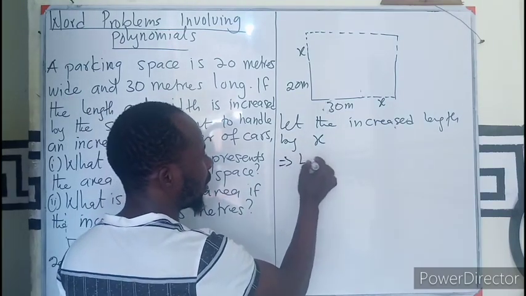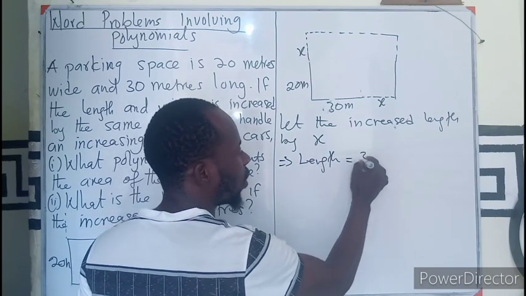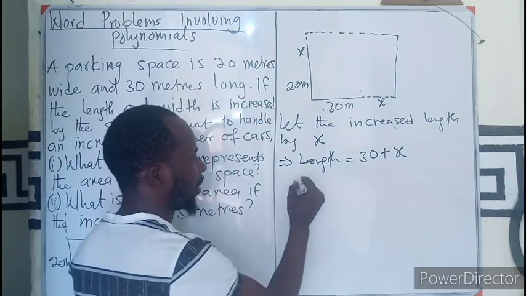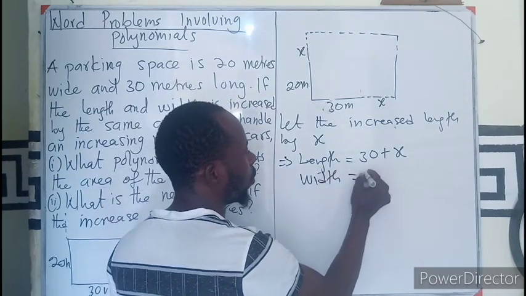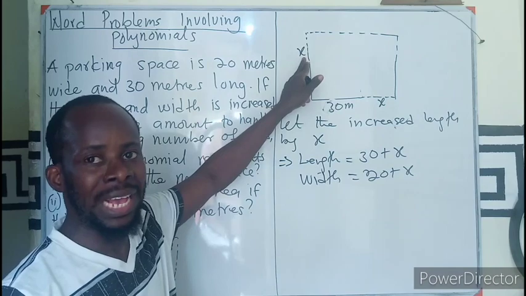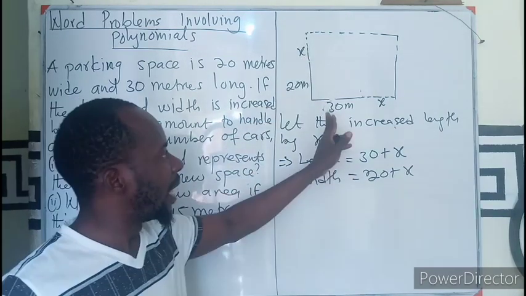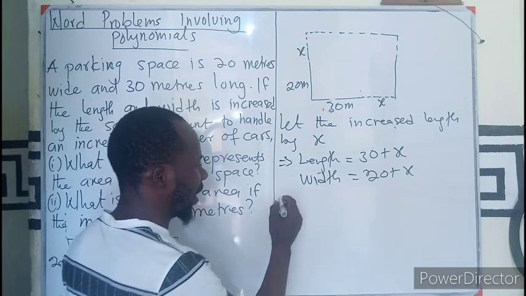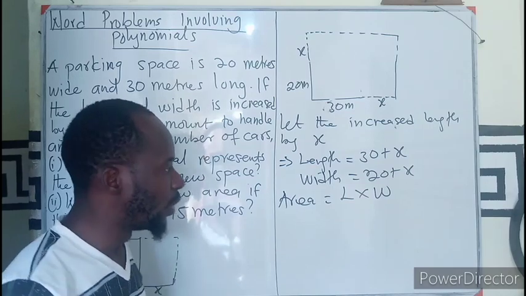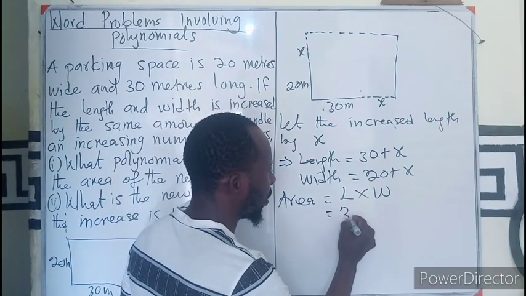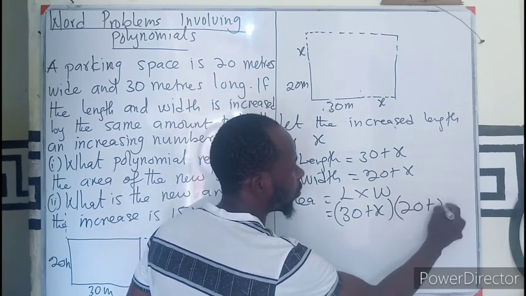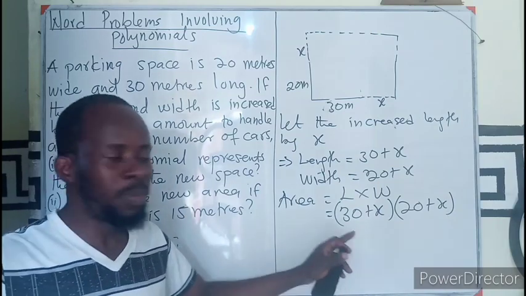So in this case, the length itself is going to be the original 30 plus what? x. Then the width will also be 20 plus what? x. As you can see from here, 20 meters plus x, or 20 plus x meters, then 30 plus x meters. So in finding the area, we know it's length times what? The width. So we have the length to be 30 plus x, the width 20 plus what? x.